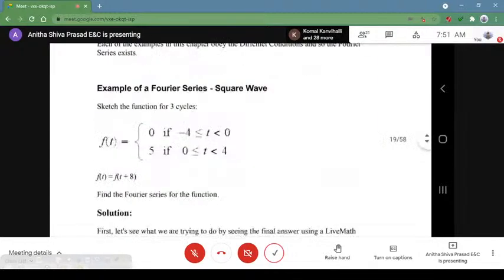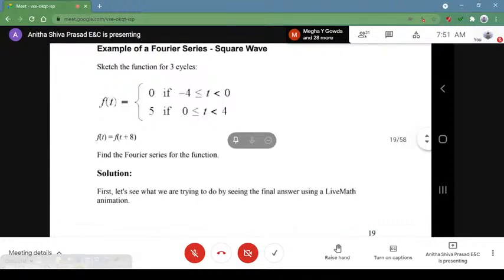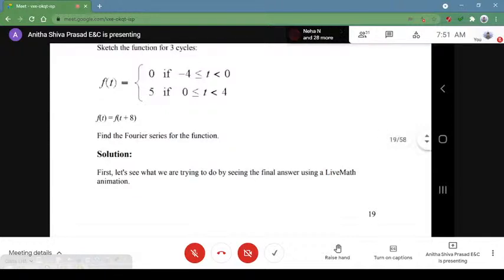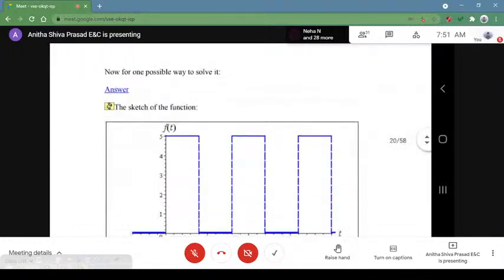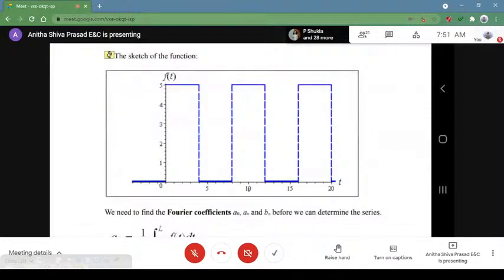So when it is a square wave function, how can we sketch the 3 cycles? That is, f of t is 0 from -4 to 0, and 5 from 0 to 4. So it can be expressed as f of t equals f of t plus 8, and we find the Fourier series for this function. So this is the sketch related to it.